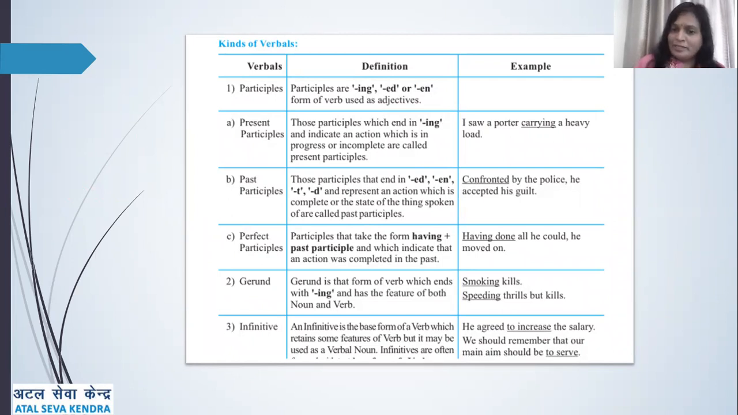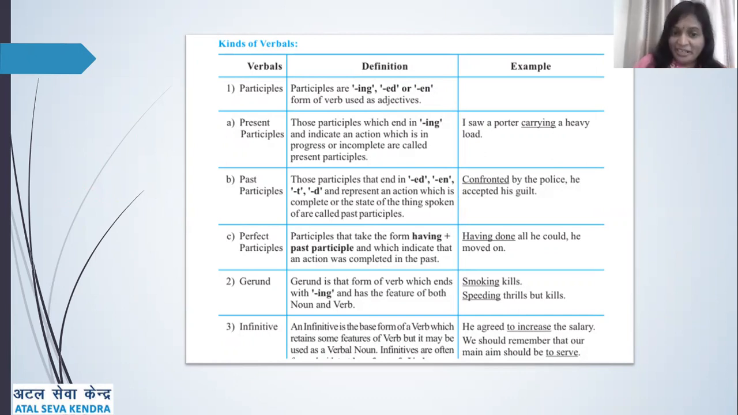Confronted by the police, he accepted his guilt. Confronted here is a past participle. Perfect participles, those participles that take the form of having plus past participle and which indicate that an action was completed in the past. Having done all he could, he moved on.